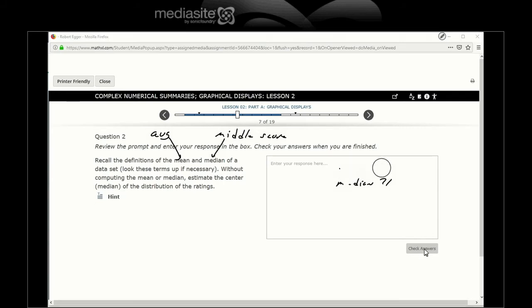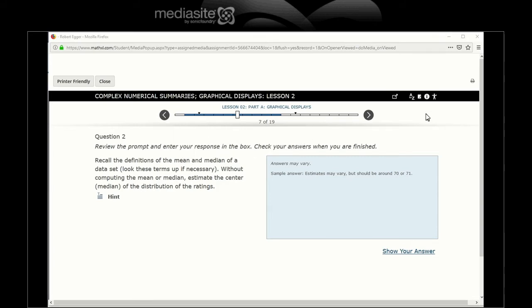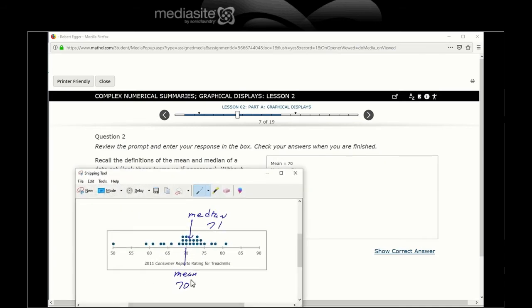I think this is causing a problem. Aha. Mean equals 70, median equals 71. Estimates may vary, but should be around 70 to 71. Not too bad. Like I said, our eyeball check was 70, 71.